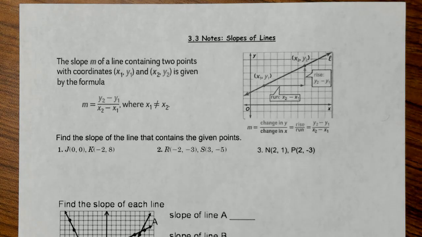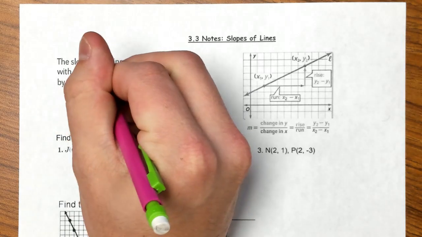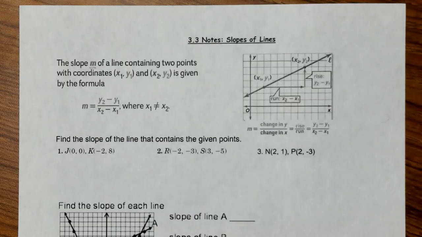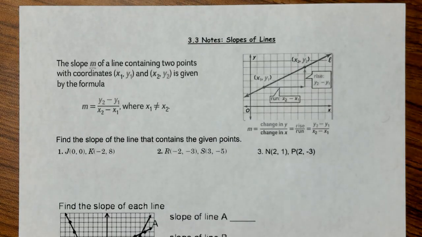Alright, good afternoon everyone. We're going to be taking a look at 3.3 notes for slopes of lines. The first thing we want to do is go back and refresh some algebra here. The slope of a line, which we note as the letter M, is found when we have two points with these coordinates.